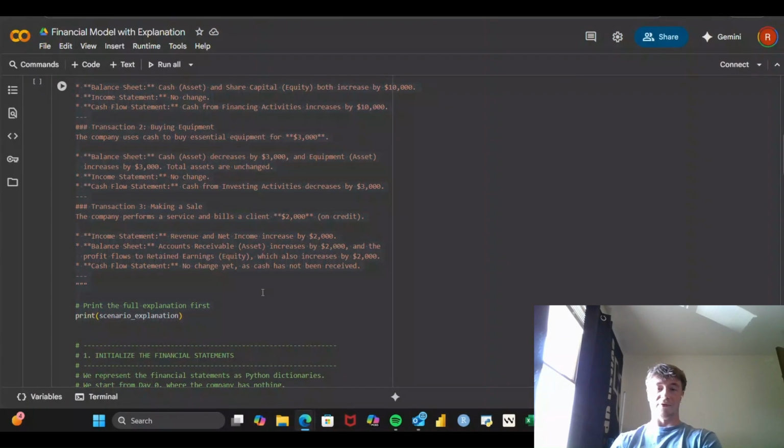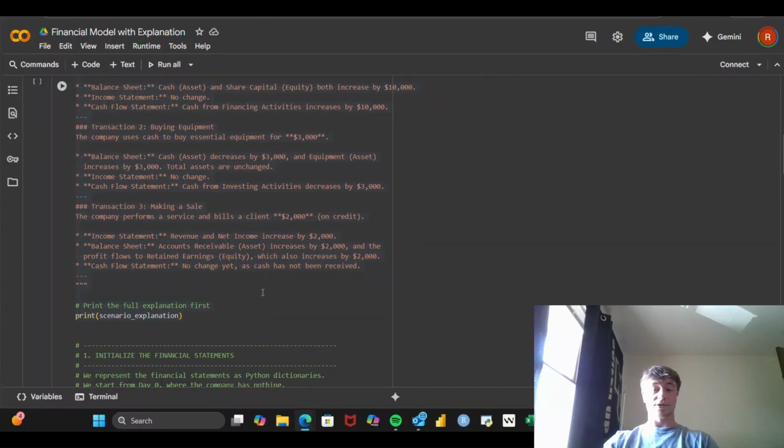So money from investors, like I mentioned earlier when I was talking about the income statement and why it didn't impact it, is because that's considered equity, and the only way to actually get revenue is from sales. So that's why it wouldn't be on the income statement. Next, I talked about on credit on transaction 3.